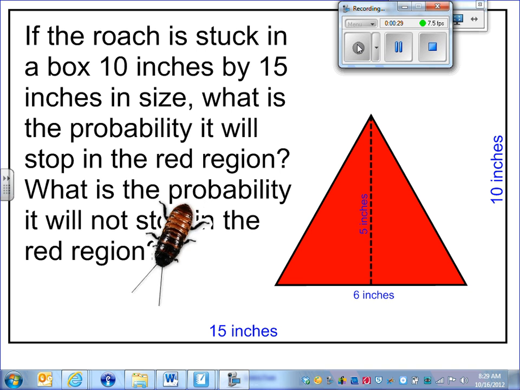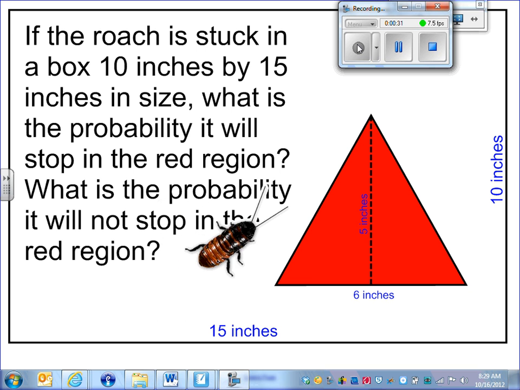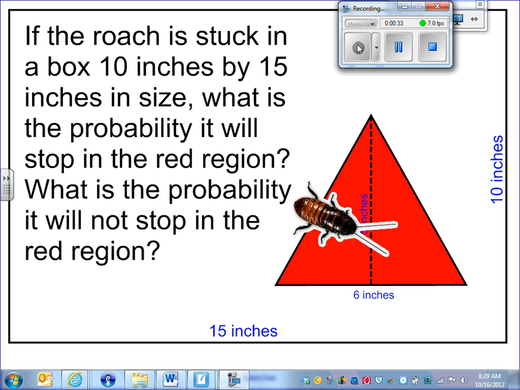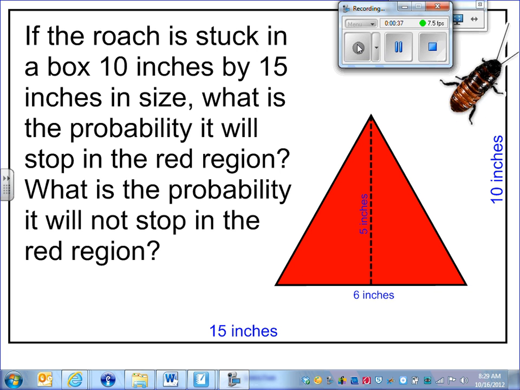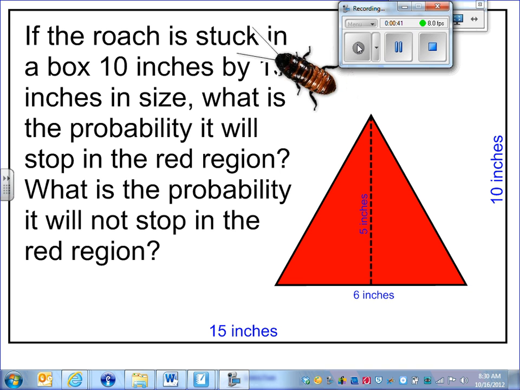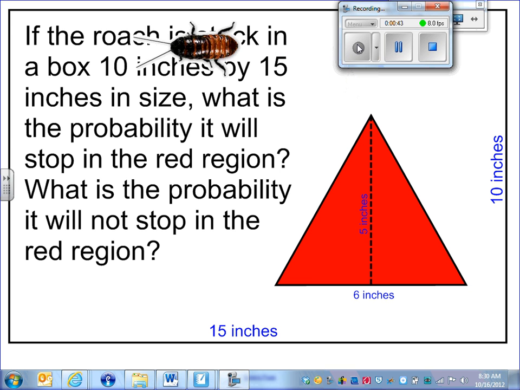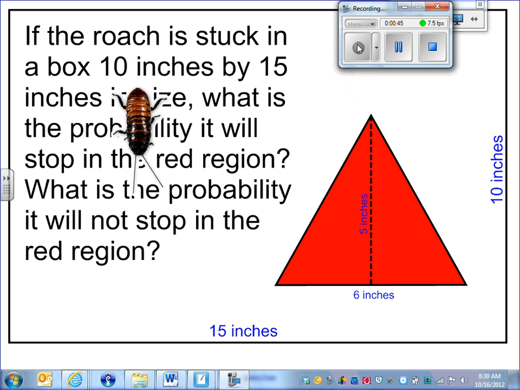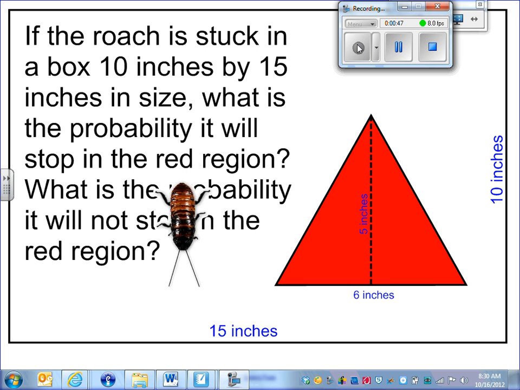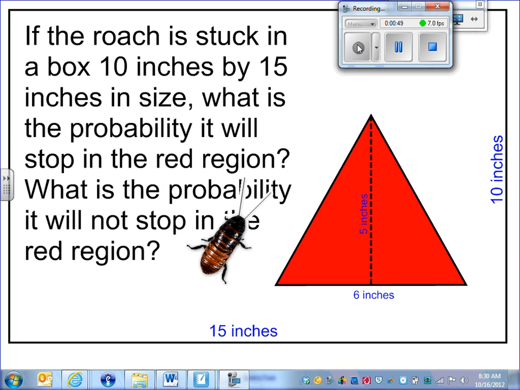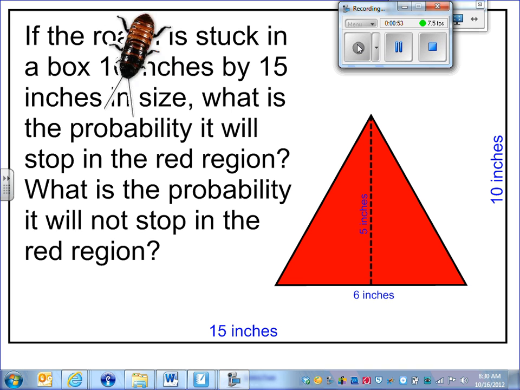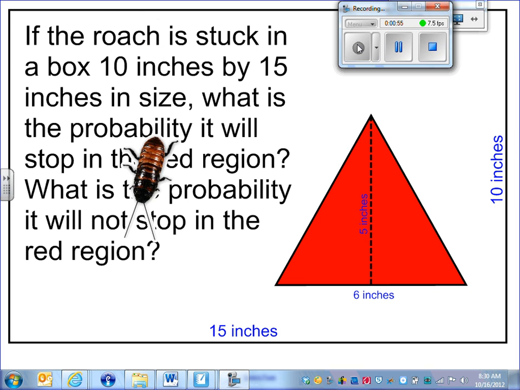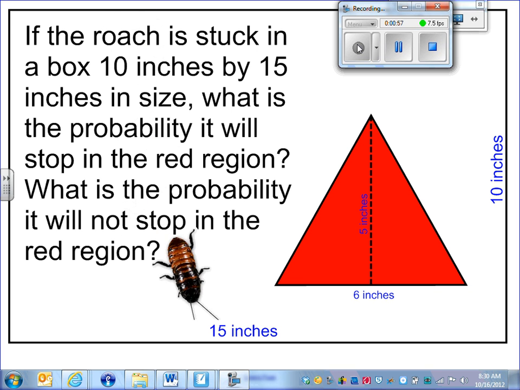Okay, but the question here is, if we have this roach, it's stuck in this box 10 inches by 15 inches in size, we want to know what the probability is that it'll stop in the red region. Okay, and then it says what's the probability it will not stop in the red region. So we want to focus your attention on how you calculate probability, because you guys have kind of drawn a blank, so I'm going to see if we can kind of jumpstart your thinking.